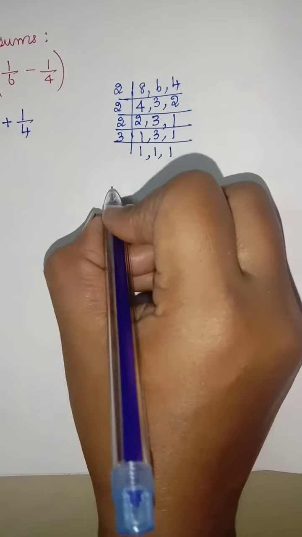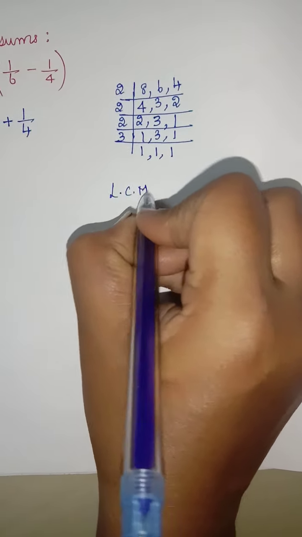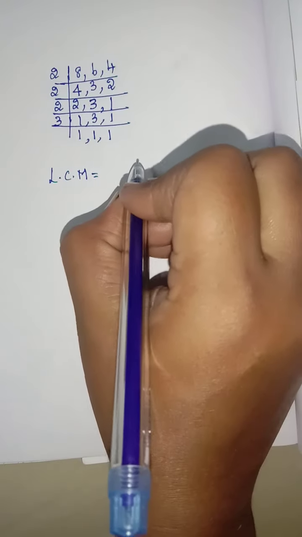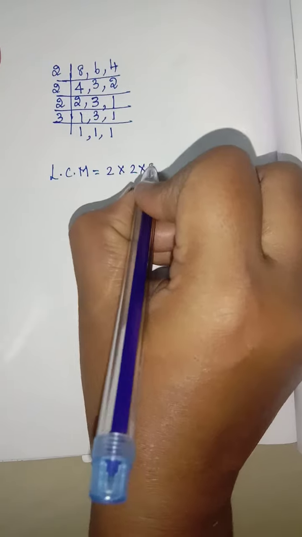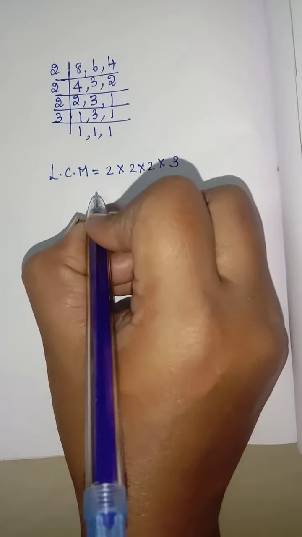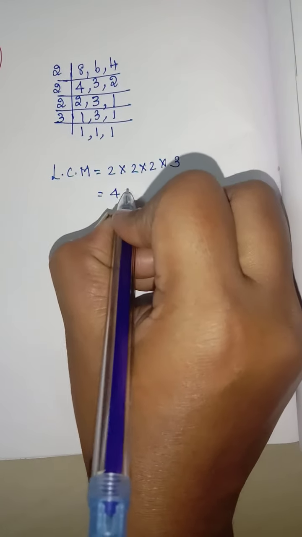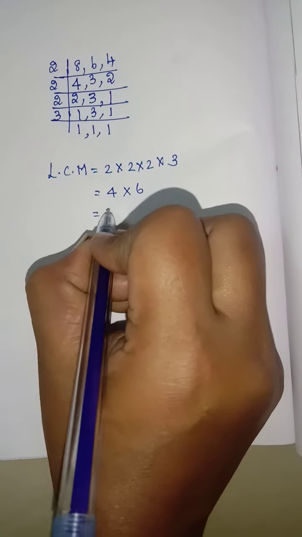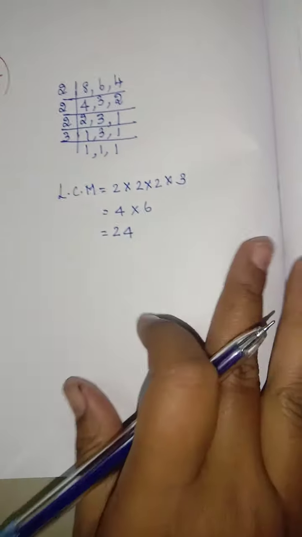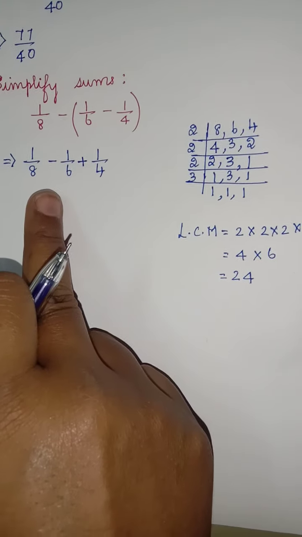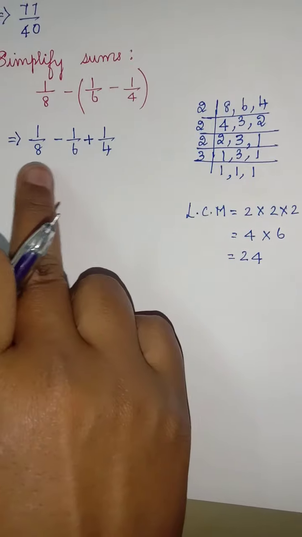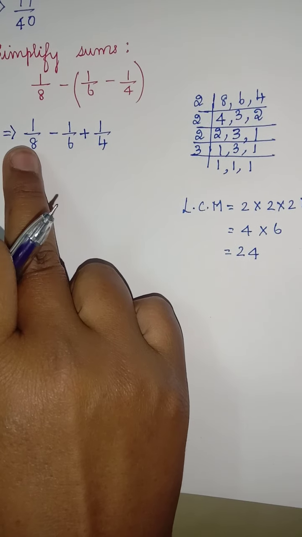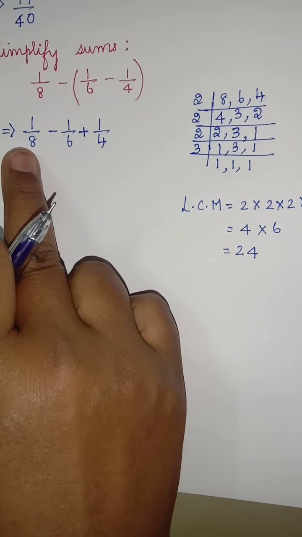Okay, so now what is the LCM? Least common multiple. 2 into 2 into 2 into 3. So 2 2s are 4. Here is 6. So the answer we are getting is 24. Okay, so afterwards what we have to do, the LCM is 24. So each denominator should become 24.